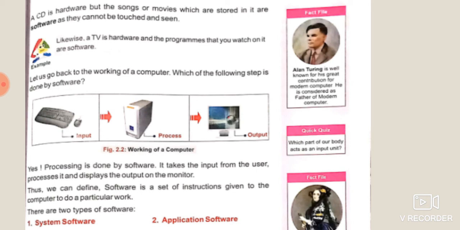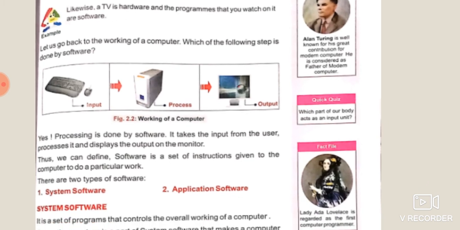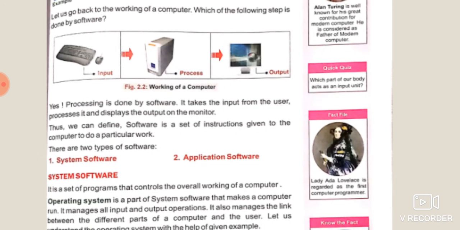Now look at these fact files. Alan Turing is well known for his great contribution to the modern computer. He is considered the father of modern computer, but basically the father of the computer is Charles Babbage. Now, which part of our body acts as an input unit? Here you need to think about where we get the input from. Think about it. I will ask about this in the next class.